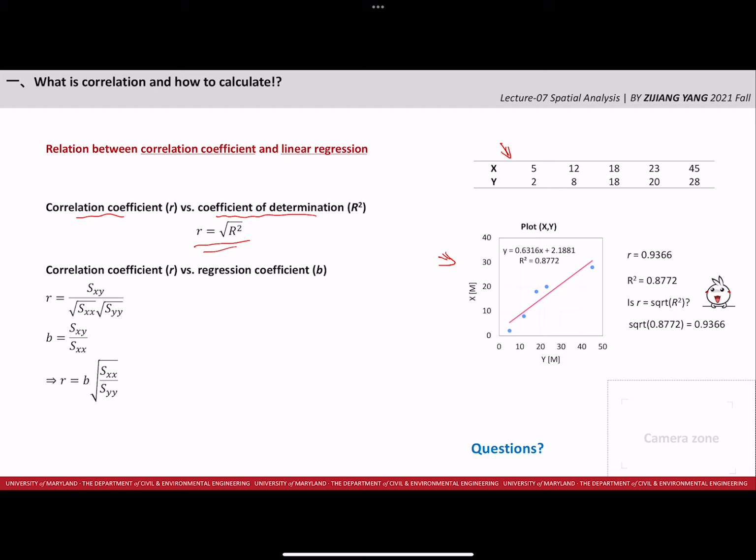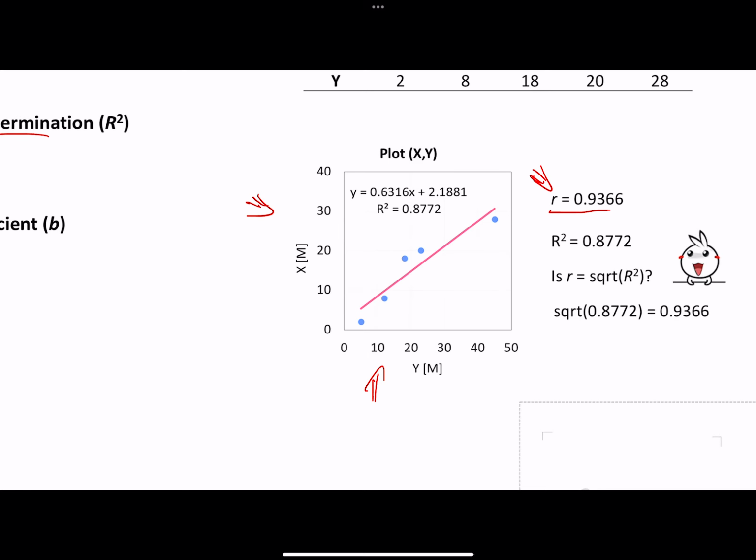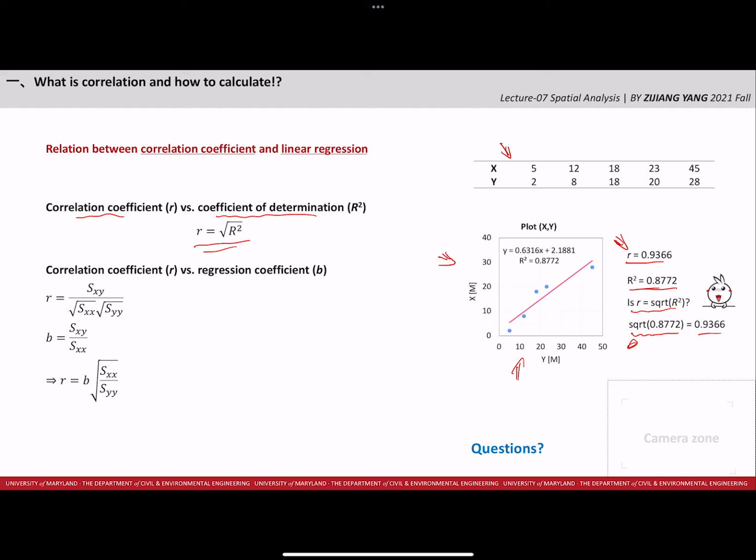Again, we have the same data here, X and Y, and this is a scatter plot of X and Y. After our previous calculation, we know that R equals this value. We can use Excel to automatically calculate R squared for us, and it equals this value. We want to compare if they are equal, so we just take the square root of this R squared, and it equals this one. So they seem to be equal. In practice, we may have some small differences because of the decimal accuracy of your calculator, but they are theoretically equal to each other.